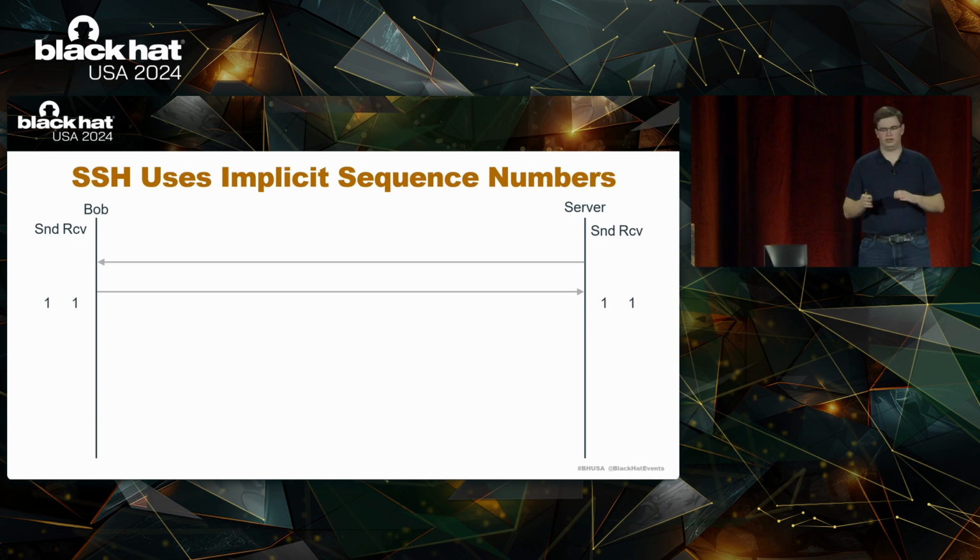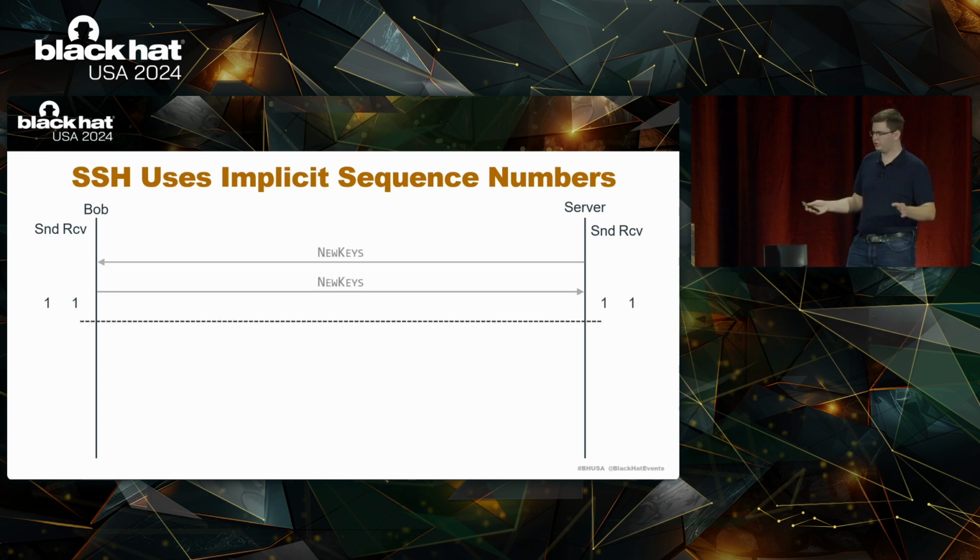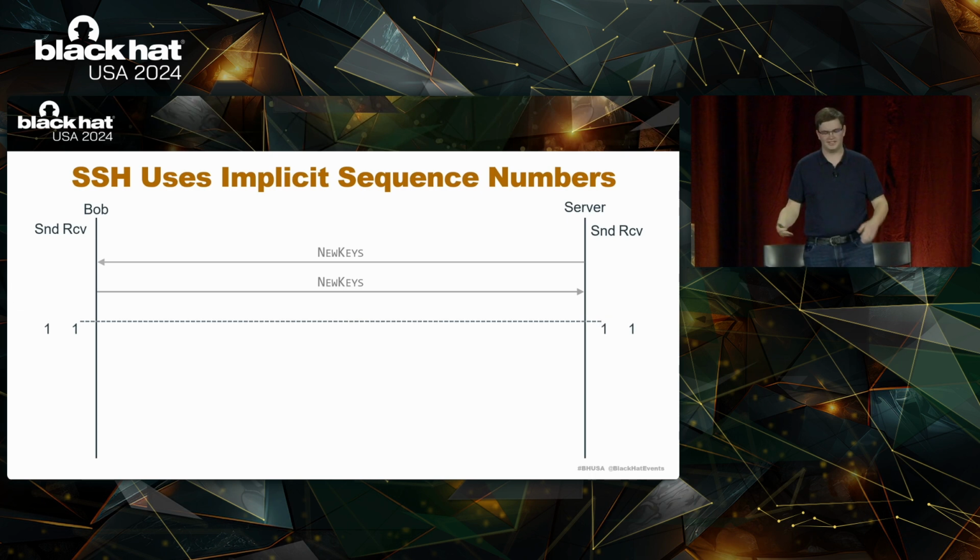Now, let's briefly assume that at this point, what we are looking at were the new keys messages, and we have a separation between the unencrypted context above the line and the encrypted context below the line. The SSH protocol does not care. So sequence numbers are never reset to 0 within the protocol. They are initialized to 0 at the beginning and then simply incremented as long as they don't overflow.